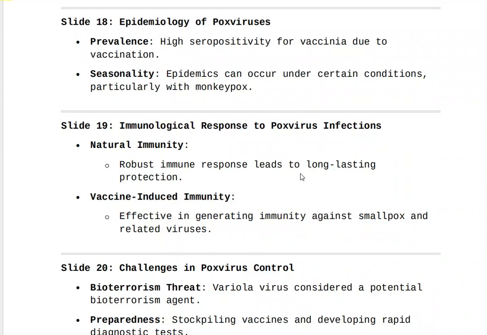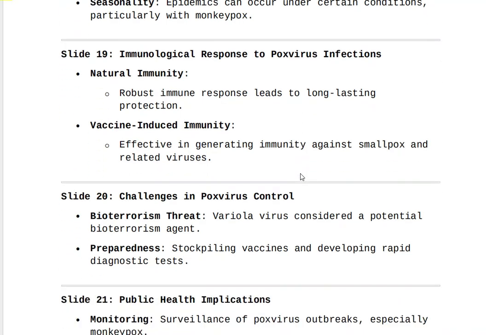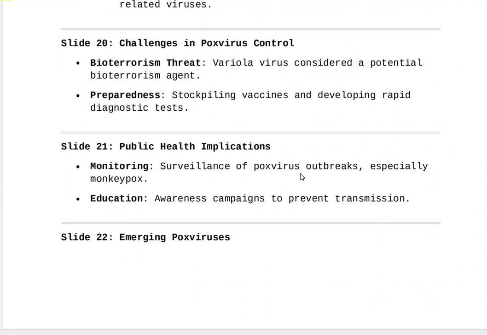Epidemiology, prevalence is high. There is high seropositivity for vaccinia because of exposure to the vaccine. Seasonality, so this is quite similar to seasonality of some viral infections, usually during summertime, especially in the tropics. Immunological response, so there is natural immunity and vaccine-induced immunity against pox infections. This is important.